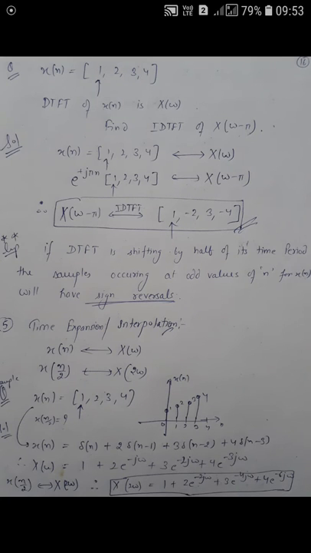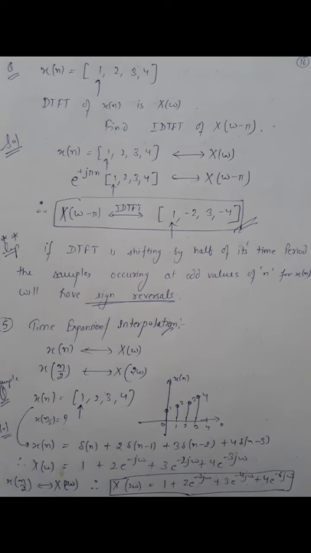In continuation with the last lecture, let's start with the next property, the time expansion, or you can say interpolation. Now we know that x of n having DTFT represented as X of omega, so time expansion says that for x of n by 2, here time is n by 2, what will be the result in frequency domain? That will be X of 2 omega. Fine, let's go for the example.